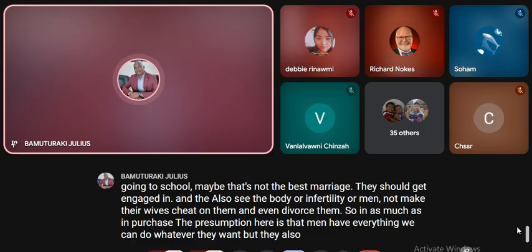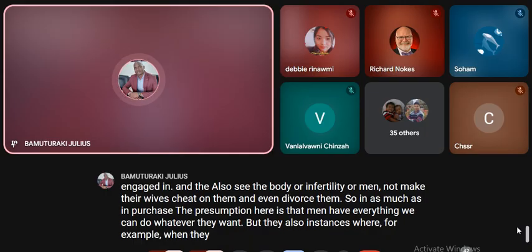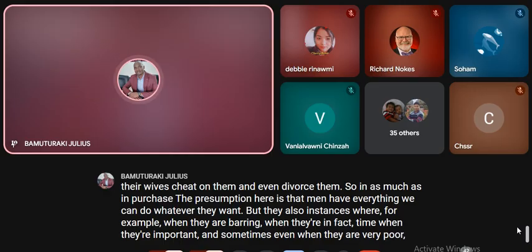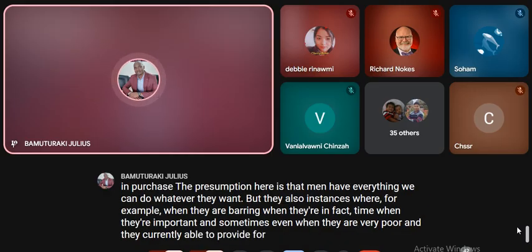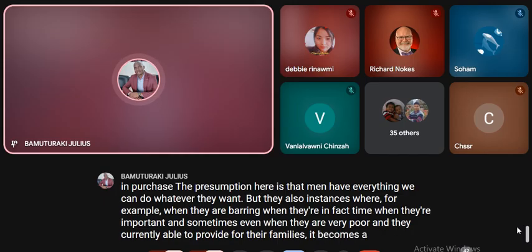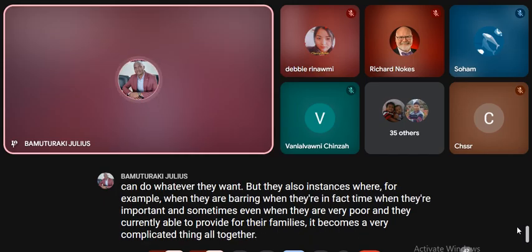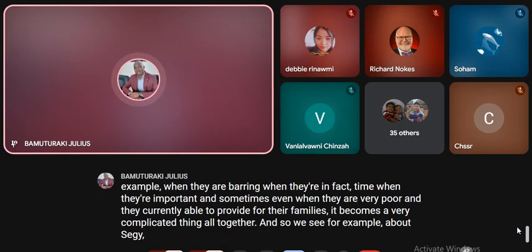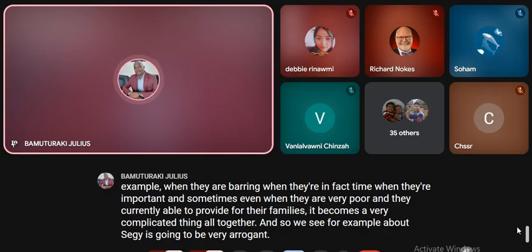But there are also instances where, for example, they are barren, infertile, impotent, and sometimes even very poor and can't provide for their families. It becomes a very complicated thing altogether. And so we see, for example, Baba Segi is going to be very arrogant, very proud.